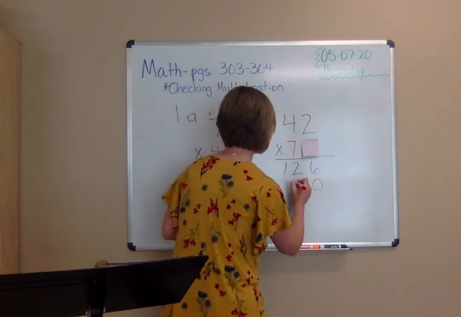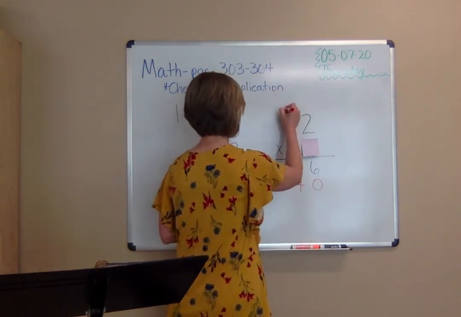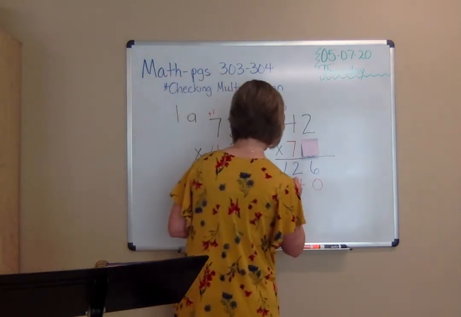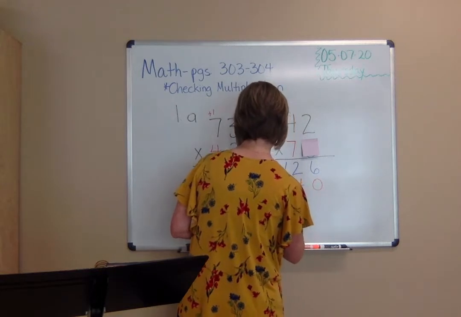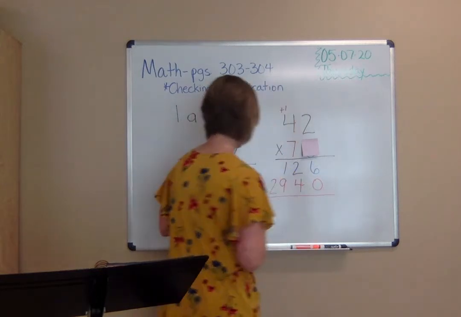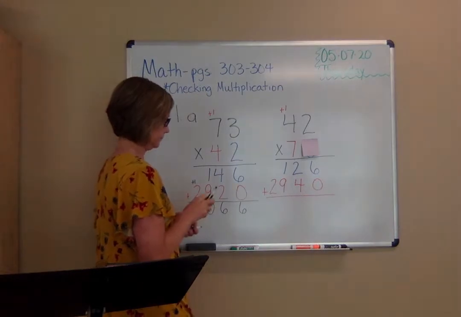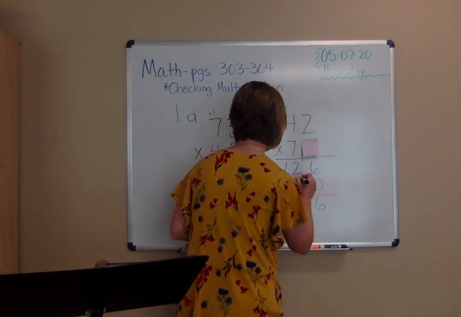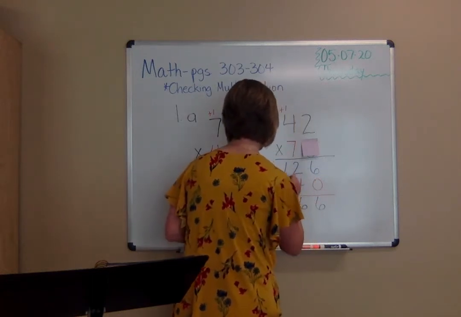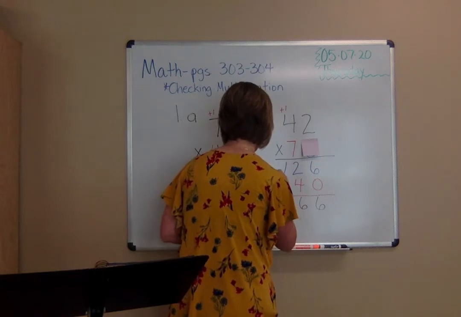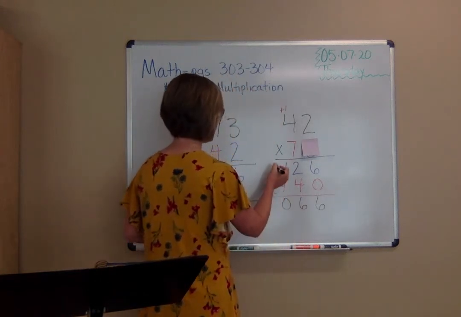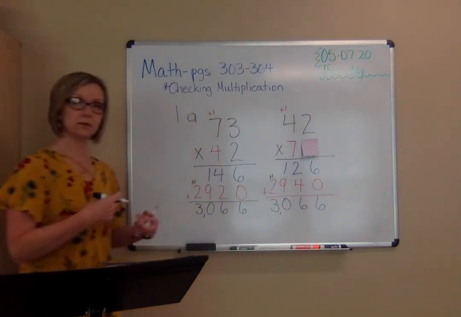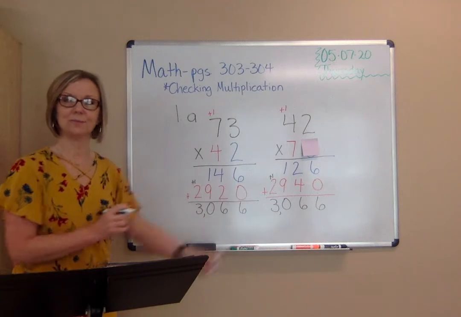7 times 2 equals 14. 4 goes down, plus 1 goes up. 7 times 4 is 28, plus 1 is 29. And then let's see what we get. 6 plus 0 equals 6. 2 plus 4 equals 6. 1 plus 9 equals 10. Carry the 1. 0 goes down, carry the 1. 0 plus 2 is 2, plus 1 equals 3. 3,066. Ta-da! There you go.